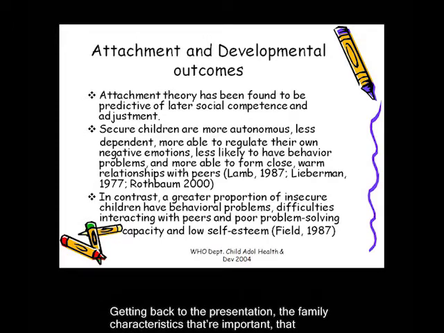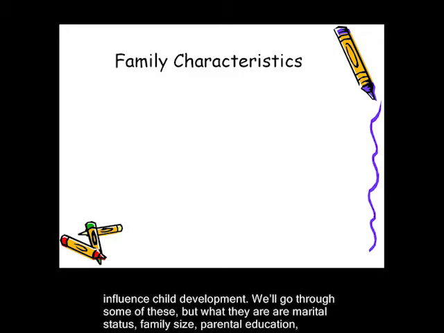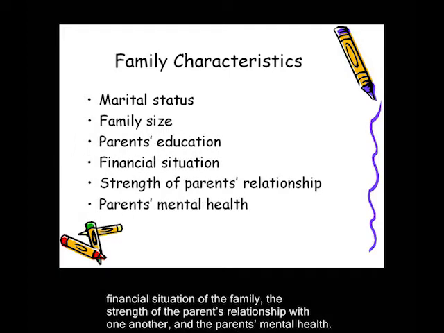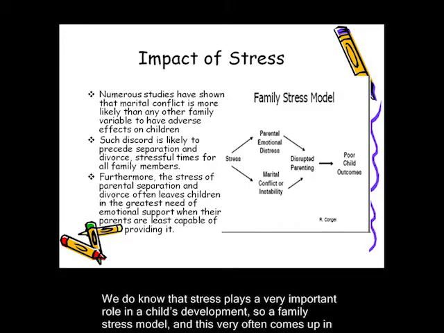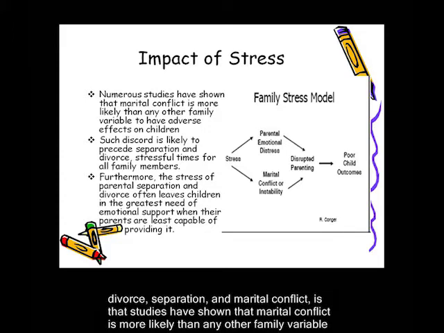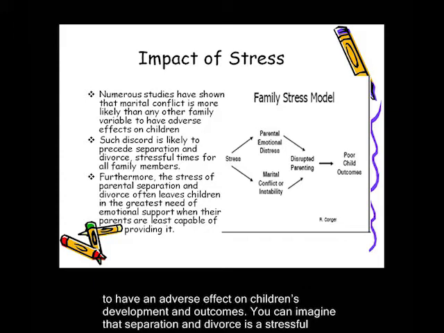Getting back to the presentation, the family characteristics that are important and influence child development. We'll go through some of these, but they are the marital status, family size, parents' education, financial situation of the family, the strength of parents' relationships with one another, and the parents' mental health. We do know that stress plays a very important role in a child's development. So a family stress model, and this very often comes up in divorce, separation, and marital conflict, is that studies have shown that marital conflict is more likely than any other family variable to have an adverse effect on children's development and outcomes.